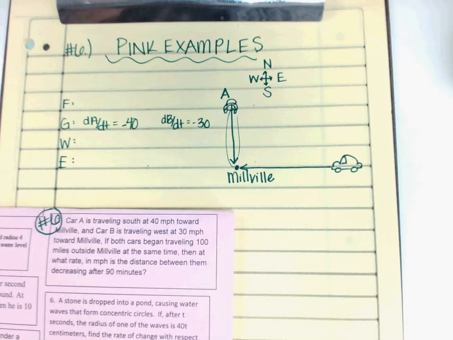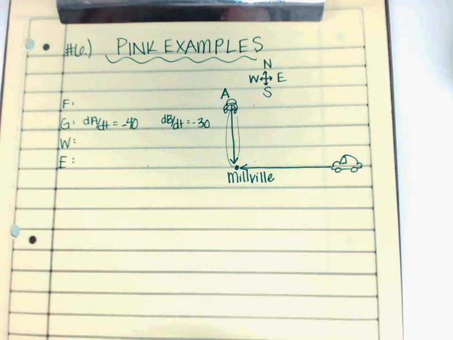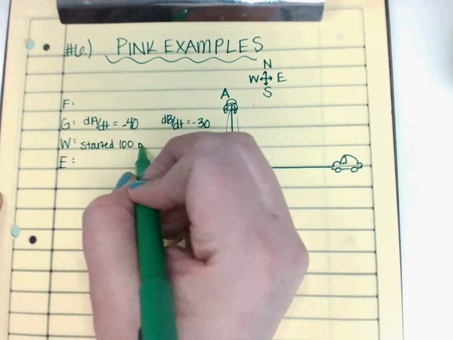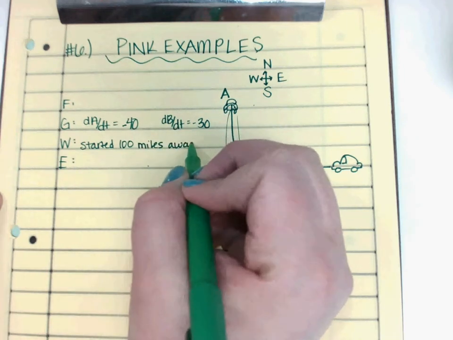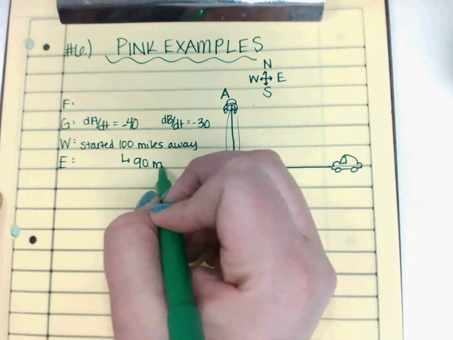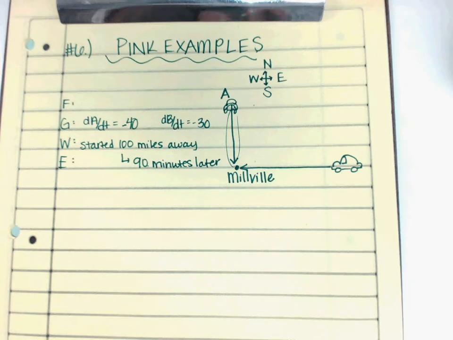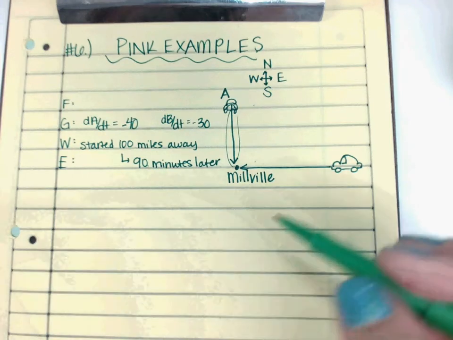All right, let's do our when. It says both cars began traveling 100 miles outside Millville at the same time. At what rate is the distance between them decreasing after 90 minutes? So how far away did they both start? They started 100 miles away, but then I want 90 minutes later. We'll think that through in a second. They started 100 miles away, but that's not when I care about. I want it 90 minutes later. Okay, so if they're asking me to find the distance between them, that would be here.